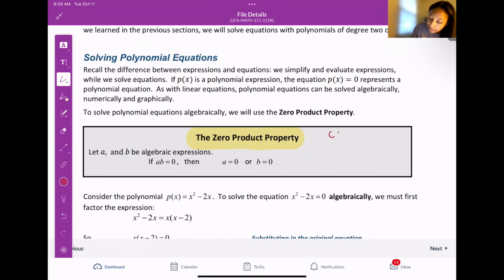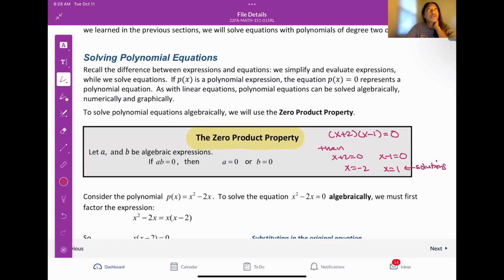So let's say we had something like x plus 2 times x minus 1 equals 0. So our two factors are x plus 2 and x minus 1. This property tells us that x plus 2 must equal 0 or x minus 1 must equal 0. And then these are two simple equations that we can solve. x then equals -2 and x equals 1. These would be our solutions. So that's how we use the zero product property.